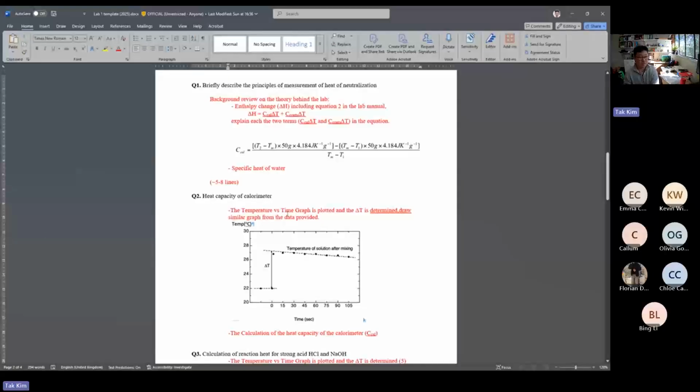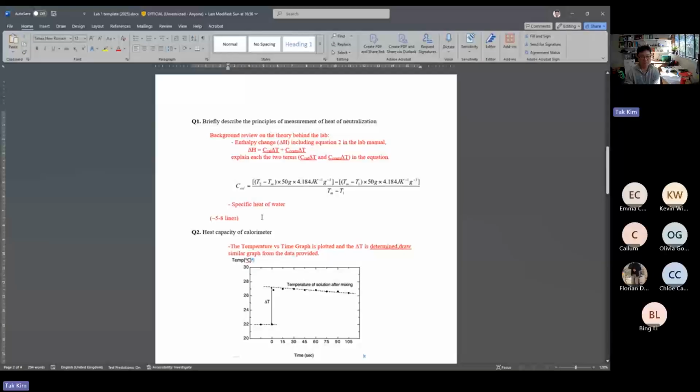Okay, so write 5 to 8 lines for this one. Briefly describe the principles of measurement of the heat of neutralization. I don't understand why it needs to be between 5 and 8 lines. As long as you write something, it'll be fine. So, background principles.